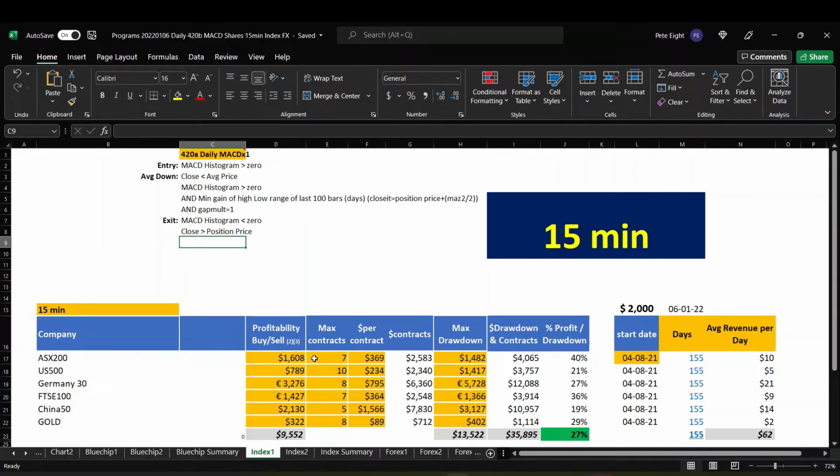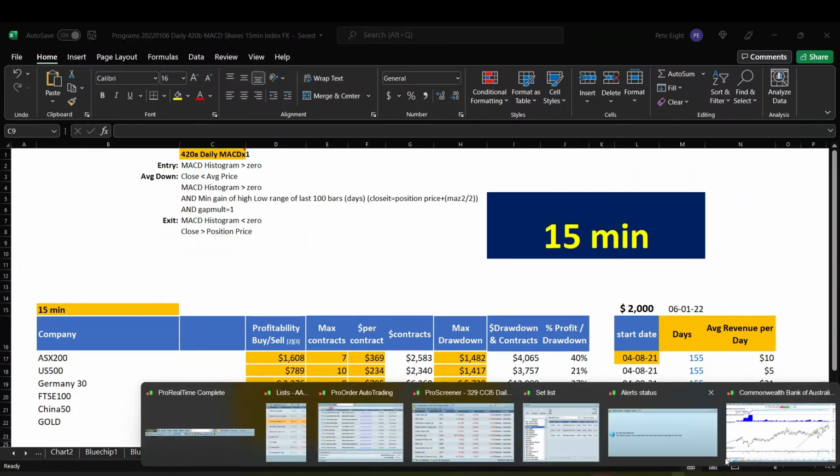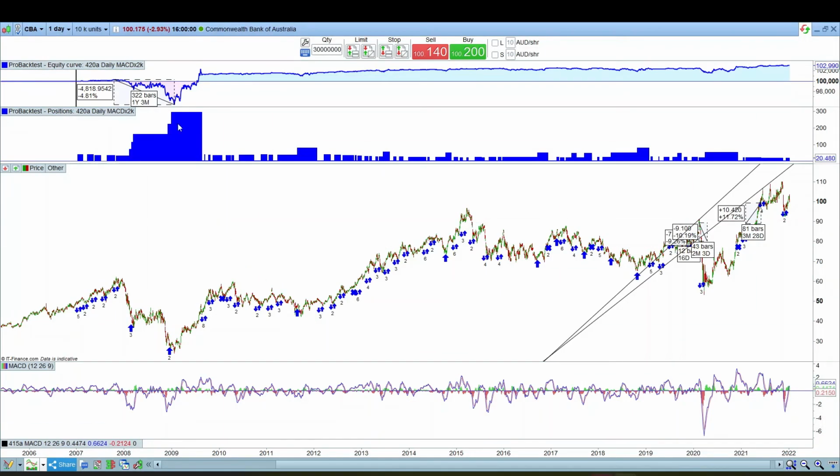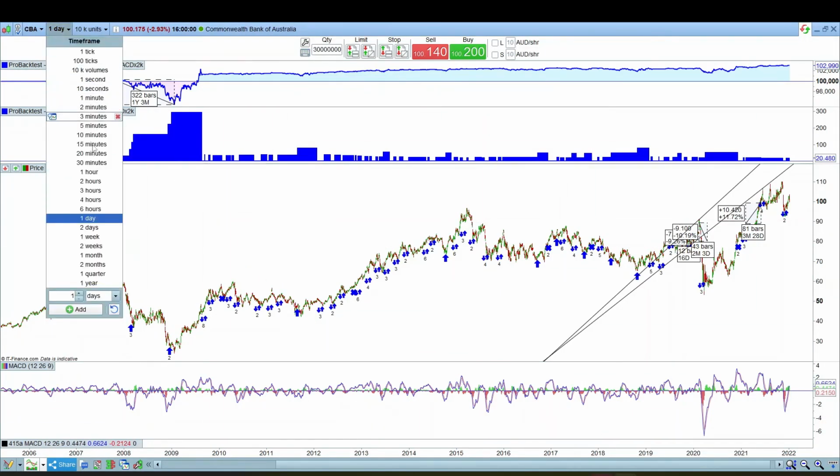They're all trading single contracts each time. You can see that the US 500 traded at the maximum of 10, and so on. So overall, for all those indices, $9,500 with a maximum drawdown of 35. So overall, over 155 days at $62 a day revenue average. I'll quickly show you the ASX 200 as an example.